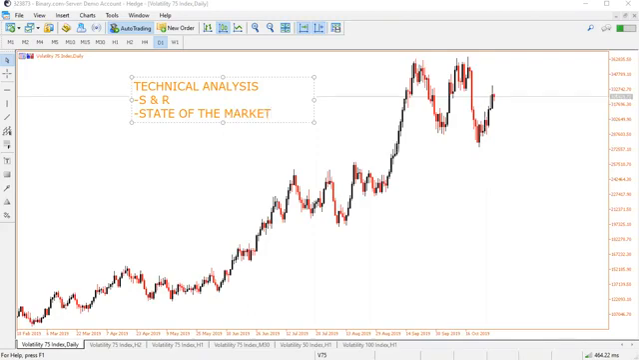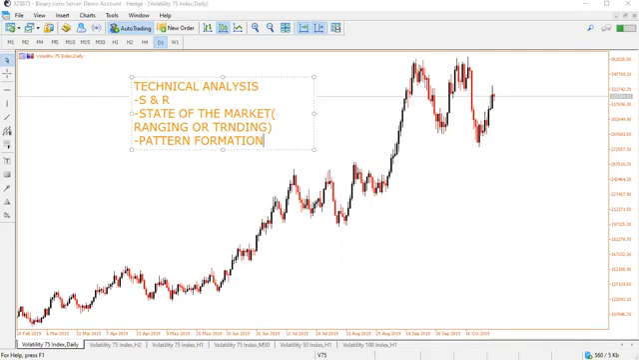We need to identify the state of the market. What do I mean by this? Is it ranging or trending? Right, guys? So these are the two things that we need to look at. All right. And then we need to look at the pattern formations. This will help us in making entries, guys.